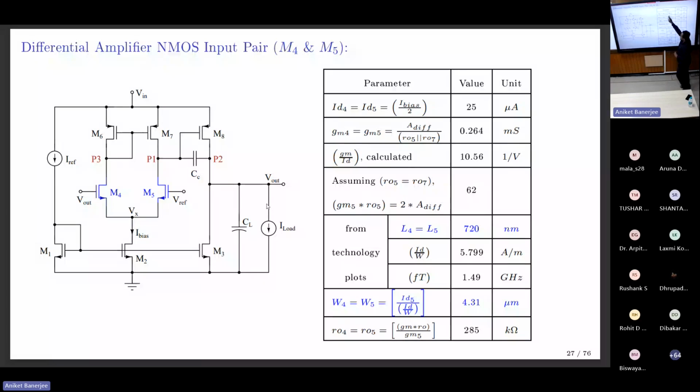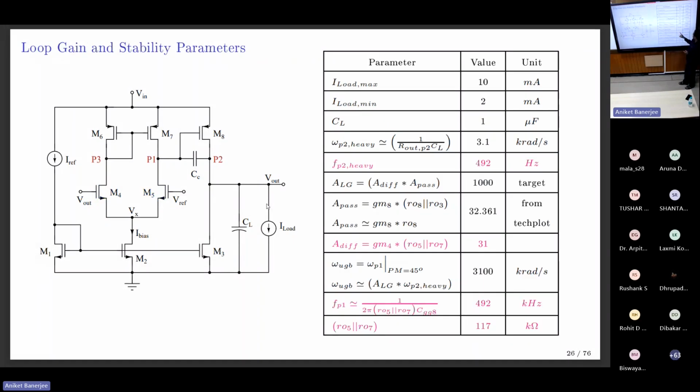So the tail current is given, say assume 50 microampere. So divided by 2 is each MOSFET's current, which in this case is 25 microamperes. What is the gain of this differential pair? This is nothing but GM4 into ROs, which is GM4 into RO5 parallel RO7. That is ADIF. I know ADIF as 31 from the previous calculation.